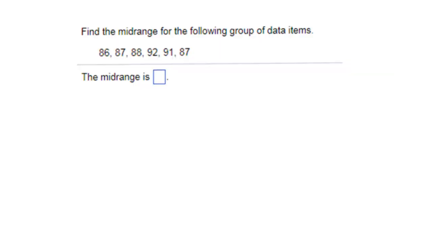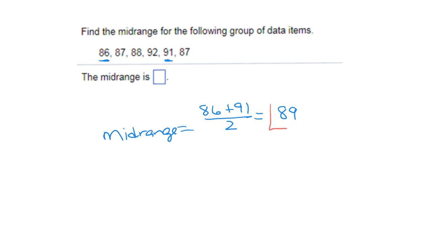Find the mid-range for the following data items. So when you take a look at these values, we're looking for the smallest and the highest value. In doing so, I find that 86 is my smallest number, and 91 is the largest. So for the mid-range, I'm going to take the smallest number plus the highest number, 91, and divide it by 2. And this will give me 89. So 89 is my mid-range of this data set.